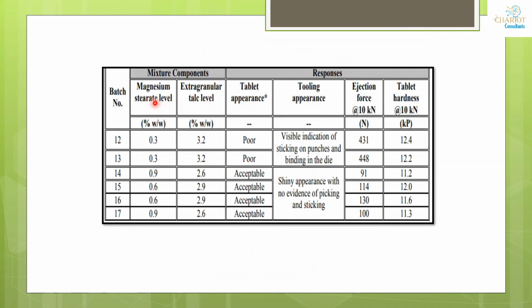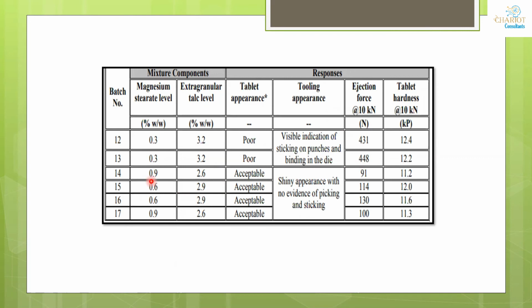Similarly, in the case of the stearate and talc that we used, what were the responses observed when we used a lower concentration of stearate and a high amount of talc? The tablet appearance doesn't look good, and whenever you are using a lower concentration of stearate, there is sticking on the punches. And also the ejection force, I mean how much force it takes for the punches to eject the tablets. Whenever there is less lubricant in your tablets, the ejection force will be high.